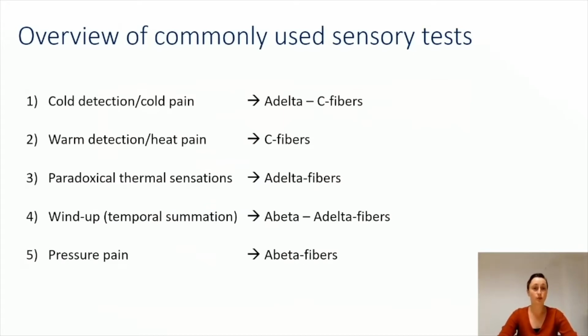And we also see that if we look at quantitative sensory testing, or QST, different types of sensory test modalities have been developed to specifically look at the function of these different types of fibers. So for this talk, I will focus on these 5 commonly used sensory tests. We look at temperature detection, cold and warm, cold detection and pain detection for these temperatures, primarily looking at A-delta and C fibers. A third important phenomenon is called paradoxical thermal sensations, where cold is detected as warm or vice versa.